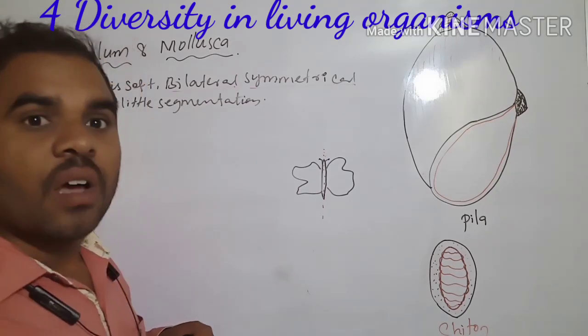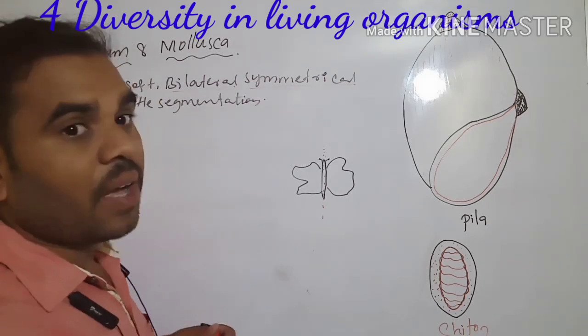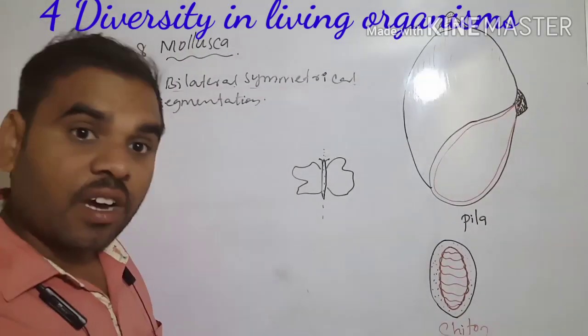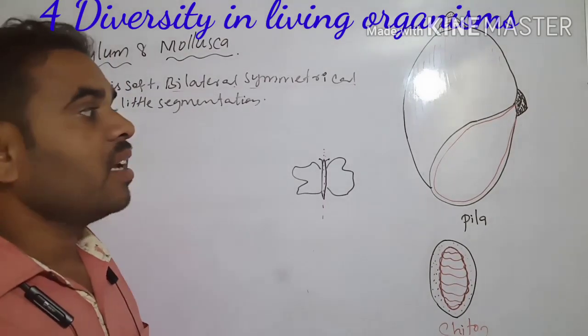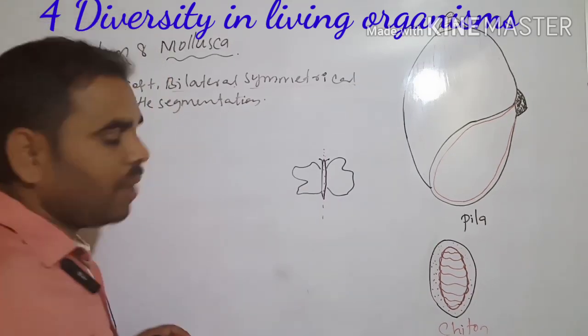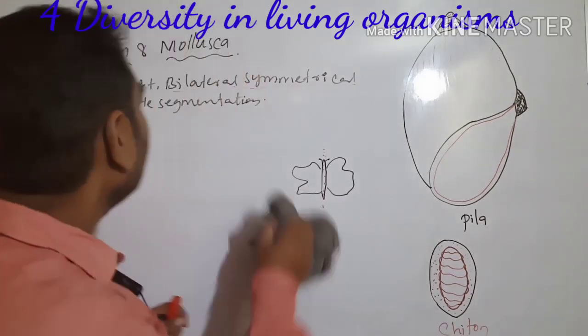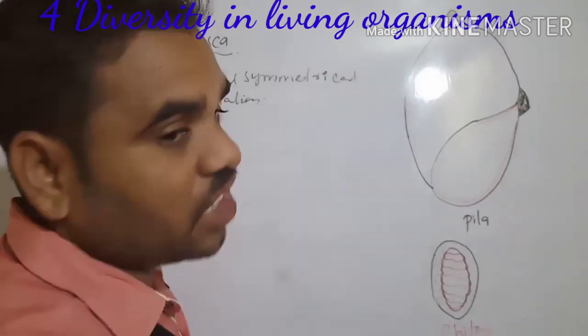Arthropoda, Annelida, Mollusca, and Chordata all show bilateral symmetry. Okay, see, this is bilateral symmetry. Next, it has a little segmentation.